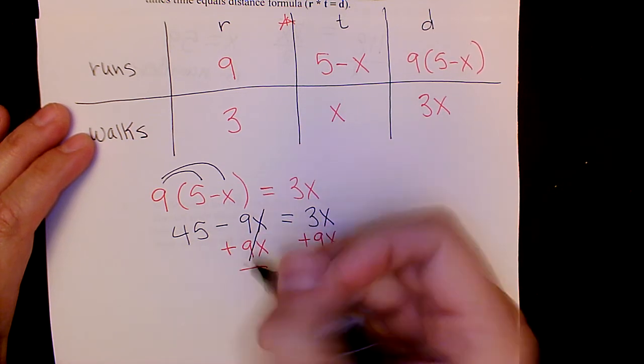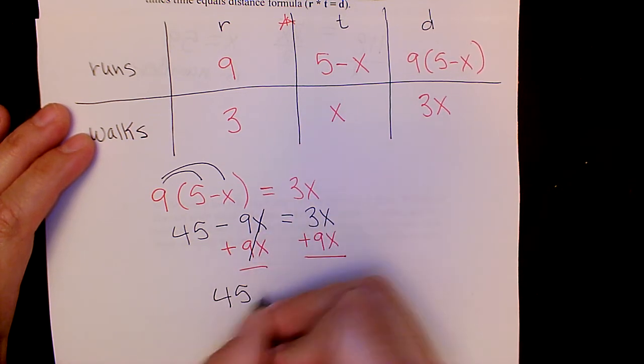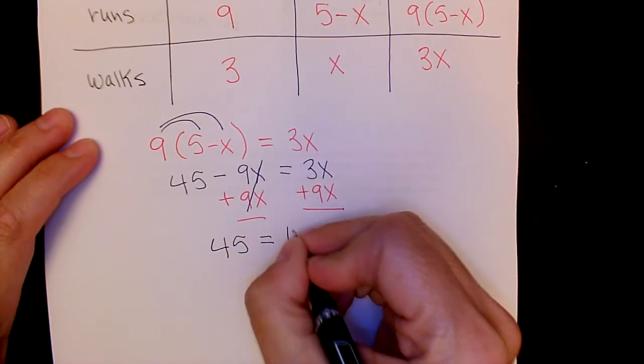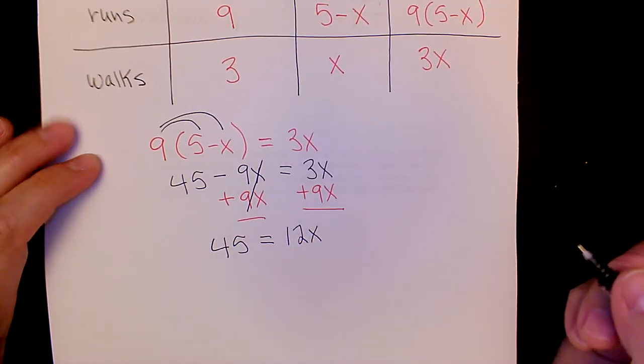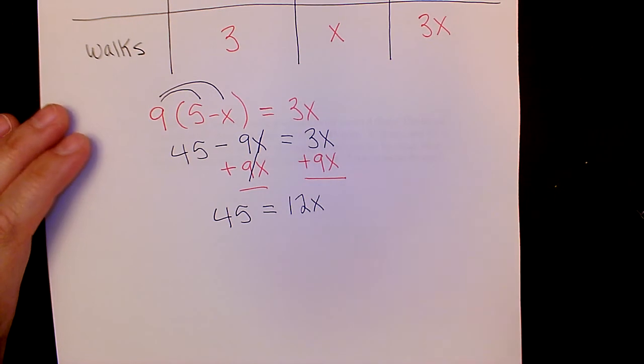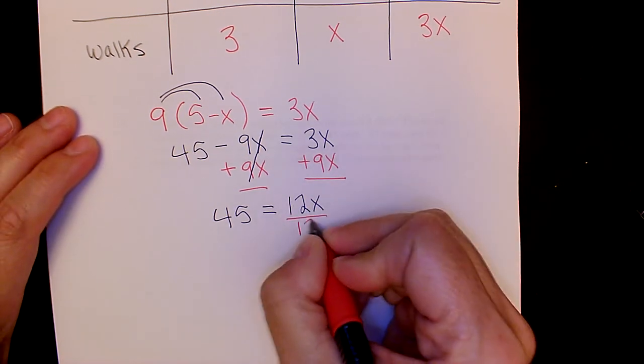Okay, so these go. And 45 equals 3x and 9x, which is 12x. And what's my last step? I'm going to divide both sides by 12.